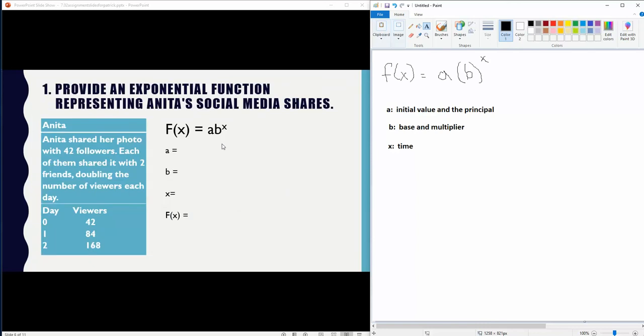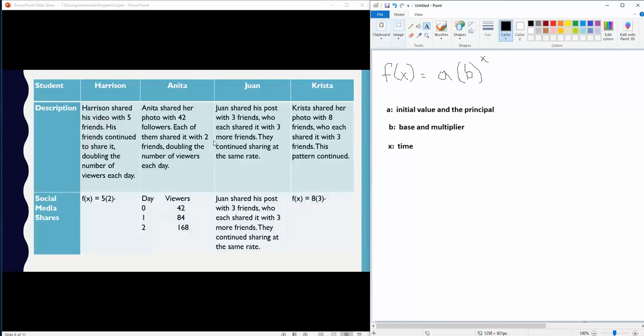If we go on, a lot of the times they're going to ask you to create the exponential function for the people we don't get. So just reviewing Krista real quick. Krista shared her photo with 8 friends. She's starting with 8 people. That's an initial value. And each of them shares it with 3 other friends. Well, each is usually a word that kind of means, hey, we're multiplying something. If each friend shares it with 3 and they continue to share it from there, then you're going to get it multiplying itself over and over again, and that's where the 3 comes from.